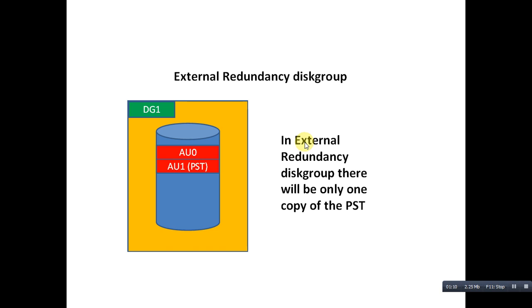As I said, allocation unit 1 on every disk is reserved for storing the PST. Not all the disks in a disk group will have this PST information. Now let's clarify this point. Let's take a disk group with external redundancy. With external redundancy, we only have one copy of the PST.